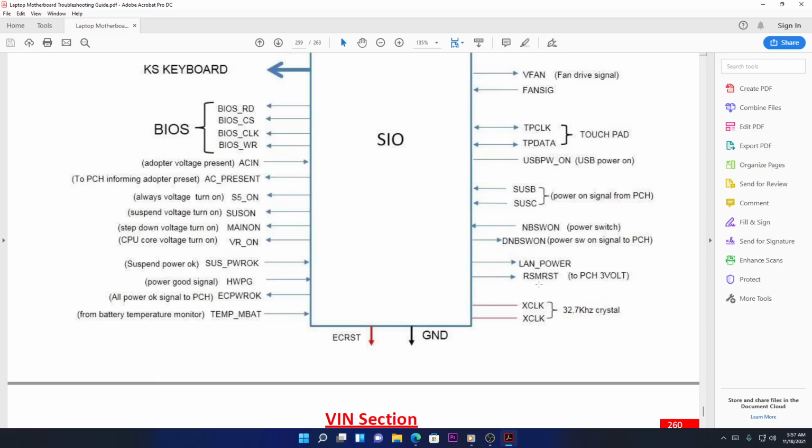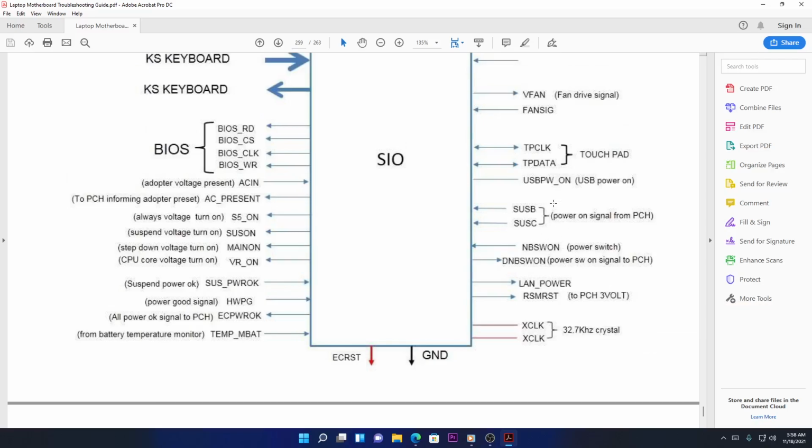Resume reset. This is a signal going to where? To the PCH, which is 3.3 volts. Okay, this is the power button switch on. Power button switch on. Suspended the power from the SUSB.